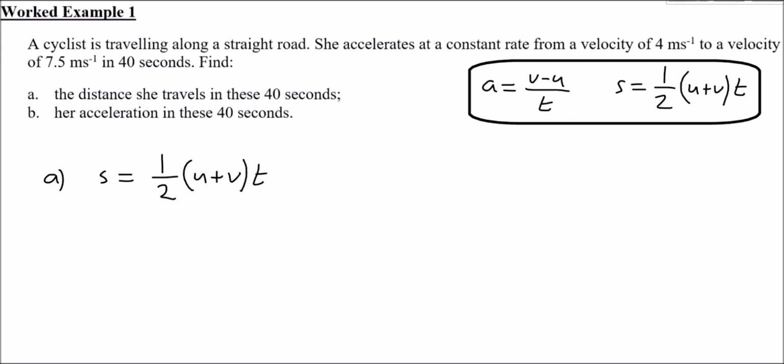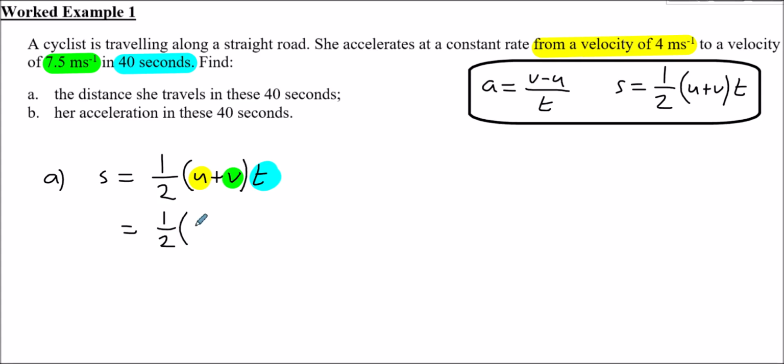Let's see if we have enough information to do this. u stands for initial velocity. Are we told what that is? We are. She accelerates at a constant rate from a velocity. From means where it starts. She starts off going 4 meters per second. She ends up going at a velocity of 7.5, so that's our v. How long does it take her? We're told it takes her 40 seconds. So the time frame is 40 seconds. Now all we need to do is plug in these values and we've got it.